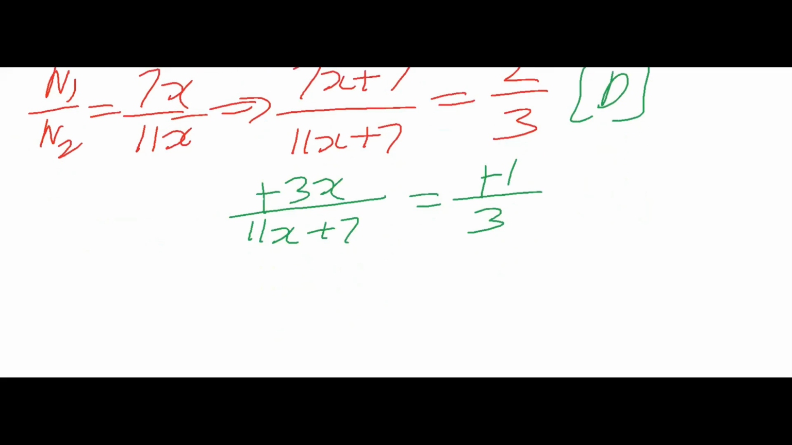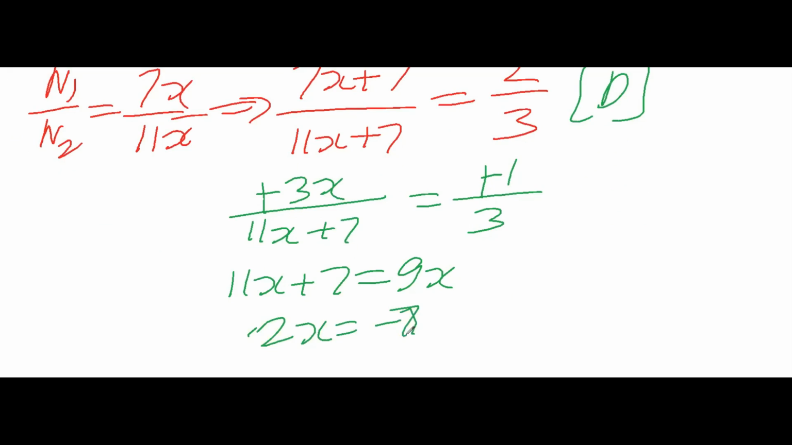So here I will cross multiply. I will get 11x plus 7 is equal to 3 threes are 9x. So 11x plus 7 is equal to 9x. Now 11 minus 9, 2x is equal to minus 7. The value of x is minus 7 by 2.